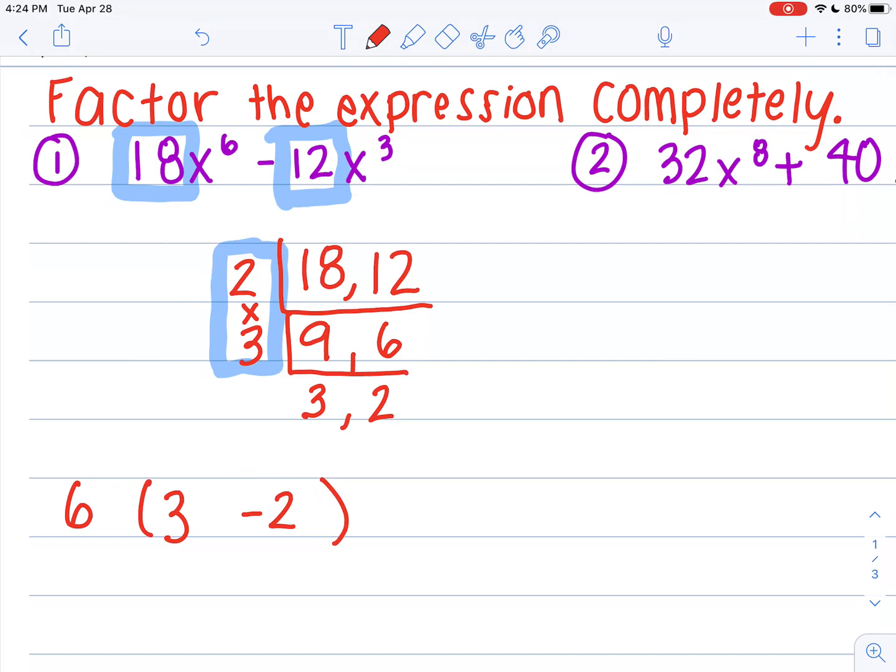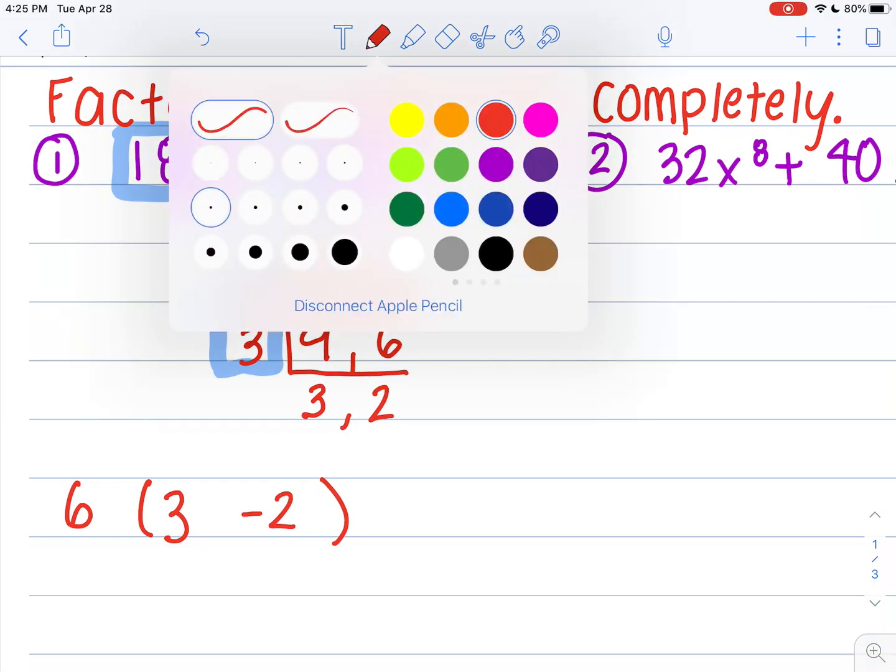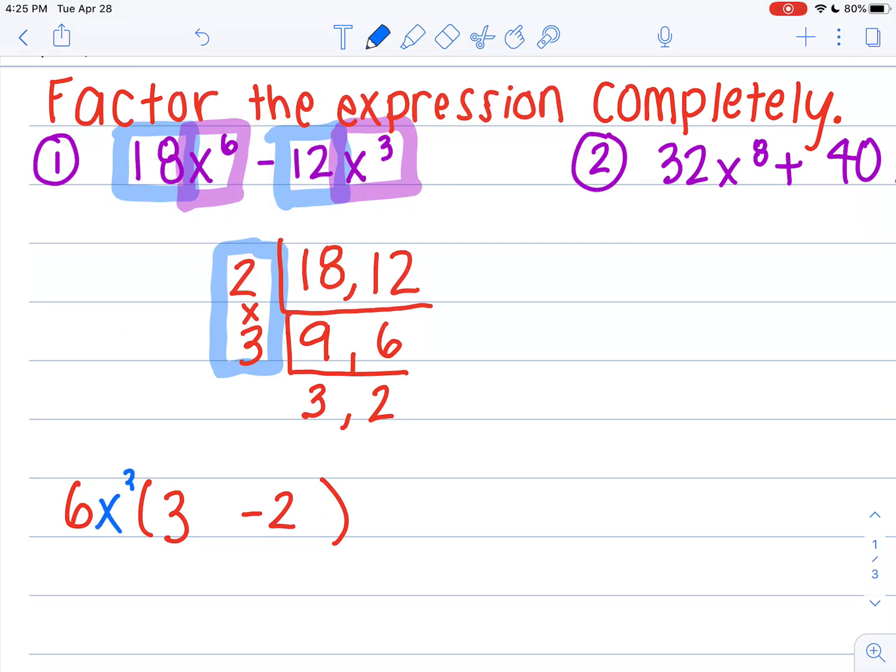Okay, now I need to figure out the x's. So I'm going to look at x to the 6th and x to the 3rd. A trick with taking out x's is you always choose the smallest one. So is x cubed or x to the 6th smaller? X cubed is smaller. So I automatically know that I'm going to take out, I'm going to do this in a different color, an x cubed because that's the smallest one.